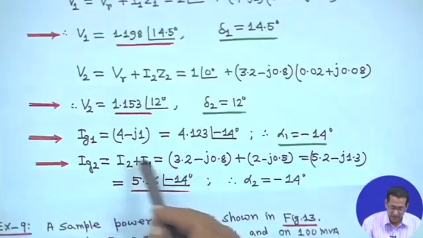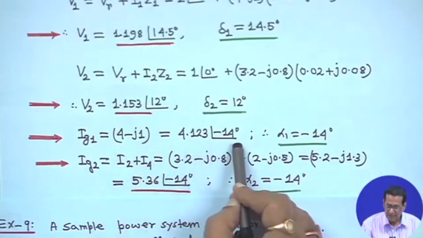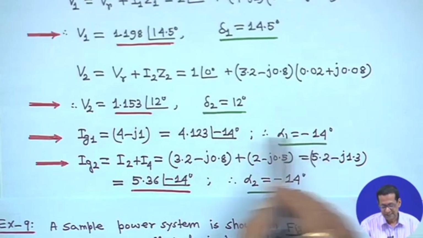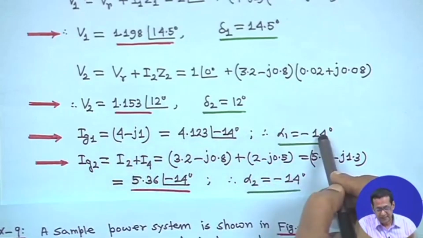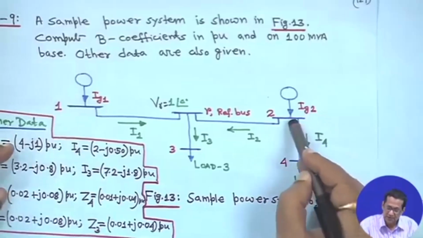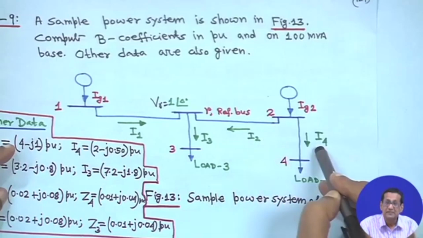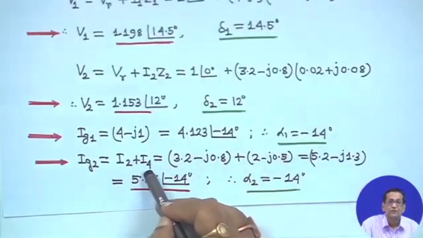That means your I g 1 is equal to 4 minus j 1, that is 4.123 angle minus 14 degree. So alpha 1 is equal to minus 14 degree, that means the current angle of generator 1 is minus 14 degree, and I g 2 is equal to I 2 plus I 4, because at this bus you apply Kirchhoff's first law. So I g 2 is equal to I 2 plus I 4, right.